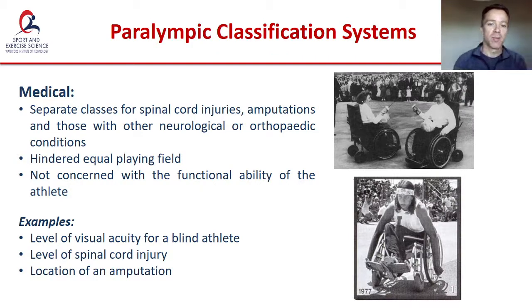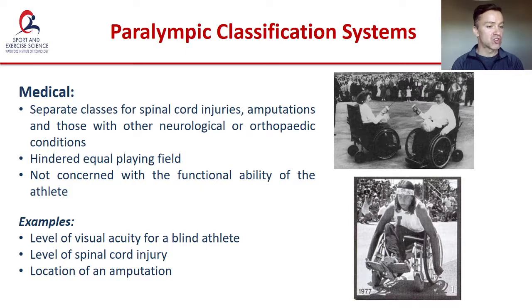So, there are a couple of different ways that athletes can be classified, a couple of different classification systems. We know that the Paralympic movement originated in the 1940s, and it was an extension of the rehabilitation process for soldiers who were injured in war. During the early years of the Paralympic movement, because of how it originated, the classification system was medically based. So it looked at the organisational structure of the rehabilitation hospital, and they divvied up separate classes for people who had spinal cord injuries, a separate class for people who had amputations, and then separate classes for other people with neurological or orthopaedic conditions.